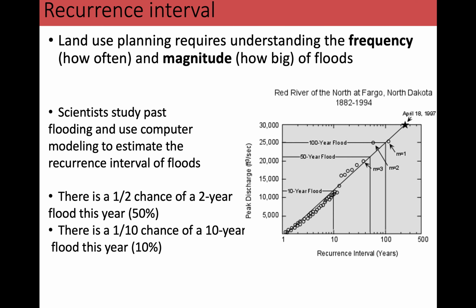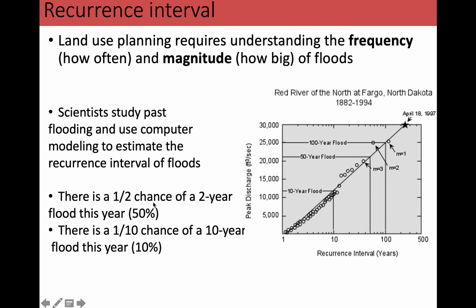So when you are building a house, building a city, building a farm, you want to look at the frequency and the magnitude of the floods. So we look at past data to determine these recurrence intervals, to determine the probability of a flood occurring of a certain size. So we look at, well, how many times in the past 100 years, in the past 50 years, in the past 1,000 years have we seen a flood of this size?